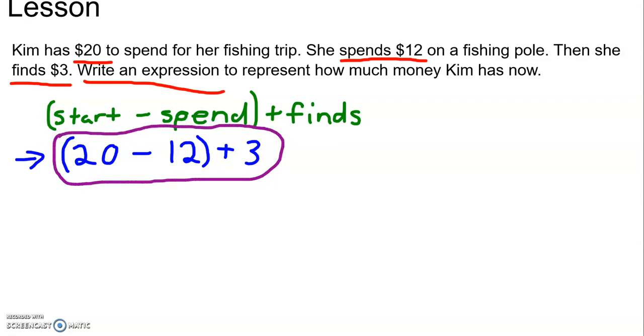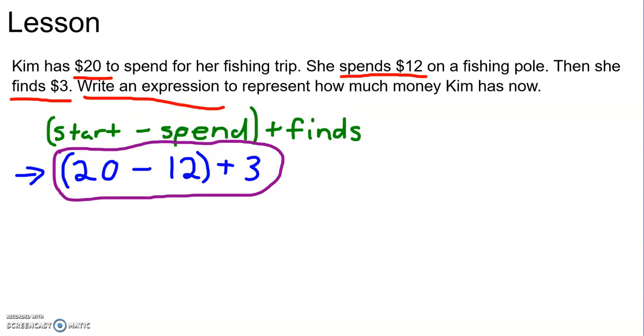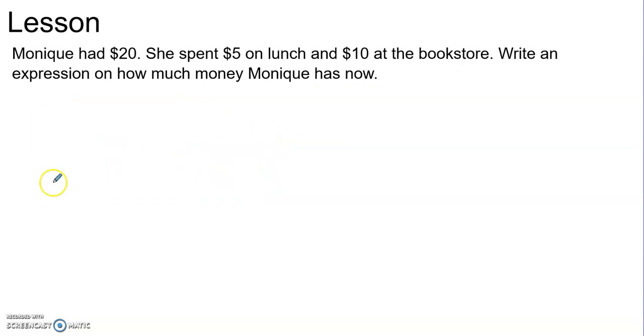So I want you to pause this video now, write down the word problem and all of our work. Now that we have this down, let's look at one more problem. Here we have Monique has $20. She had $20. She spent $5 on lunch and $10 at the bookstore. Write an expression of how much money Monique has now.